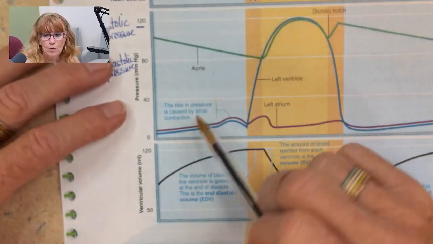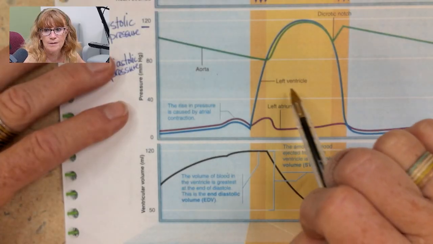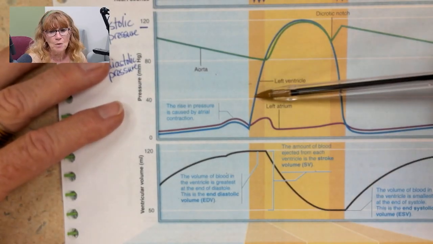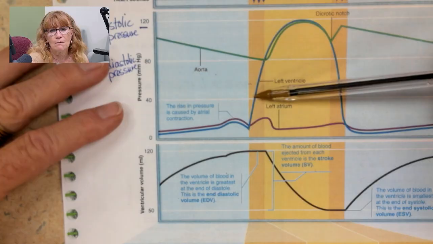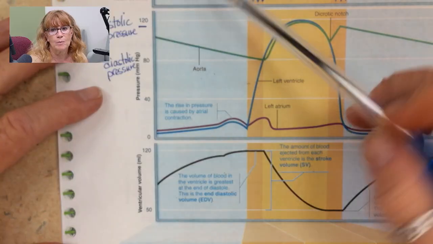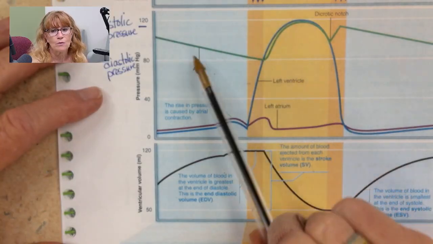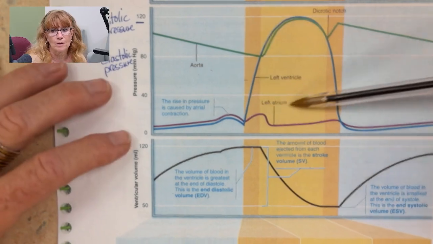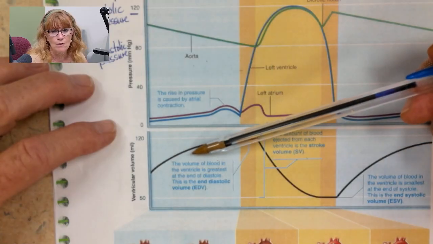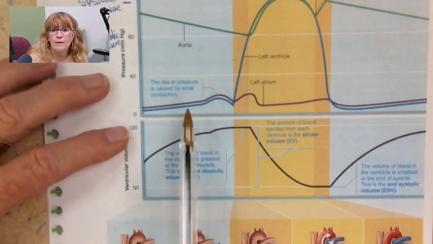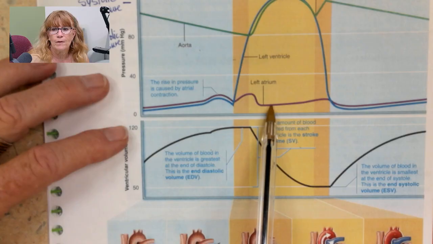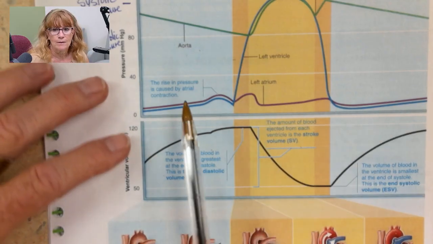All right, this blue line right here is left ventricular pressure. Now, this would also mimic what's happening in the right ventricle, but we're just doing what's happening on the left side of the heart because we're going to send the blood out to the rest of the body through the aorta. But the exact same thing is going to happen on the right side of the heart at the same time. And then this purple line right here is the left atrium pressure. Okay, and that's going to vary.